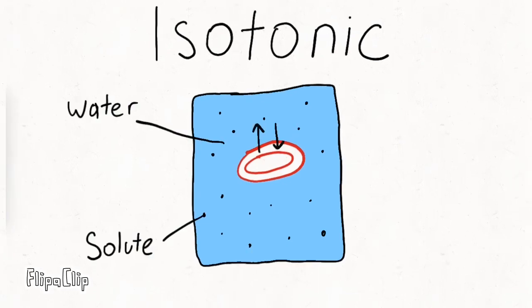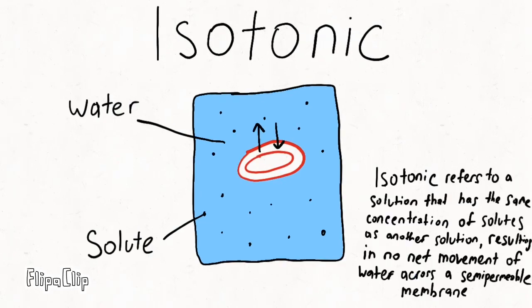Isotonic refers to a solution that has the same concentration of solids as another solution, resulting in no net movement of water across the semi-permeable membrane. In the context of biology, it often refers to the osmotic pressure exerted by a solution on a cell.